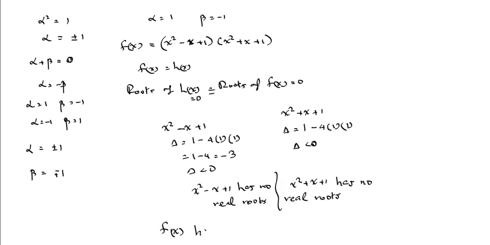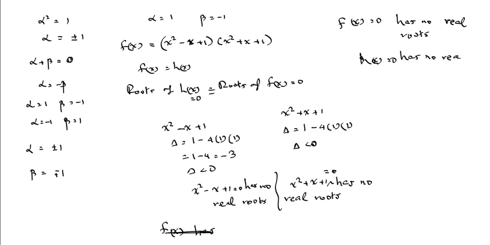So you have to write the equals 0 part properly. f(x) equals 0 has no real roots, which means that h(x) equals 0 has no real roots. Okay, that part is finished.